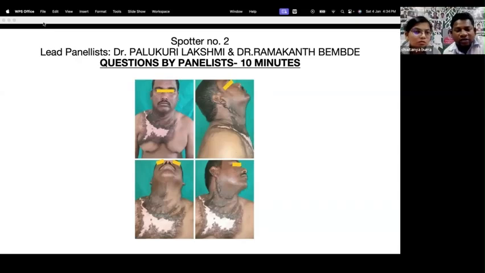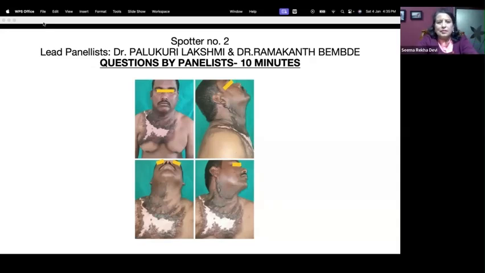Ma'am, we can go ahead with scar excision and resurfacing with a split thickness skin graft. What type of excision do you do? You will excise the whole scar, ma'am. Full thickness scar you excise. Yes, ma'am, full thickness. What thickness of scar will you excise? Team 2?